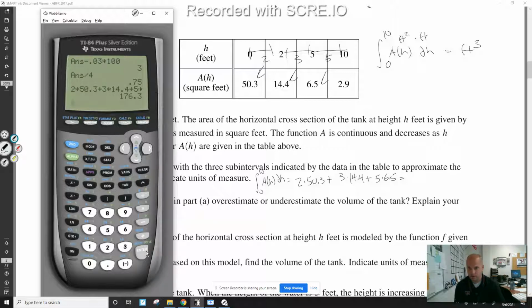Hope I typed that in right. 176.3 cubic feet.